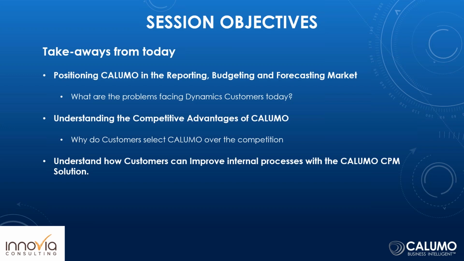So the takeaways today are obviously to position Kuhmo for reporting, budgeting and forecasting. Understand our competitive advantages against our #1 competitor, which is Excel. There are other tools out there, but Excel is the tool that most people use, and it's a great tool. We actually lean on it in Excel with Kuhmo, and you're going to see how that works. And also understand how our customers have been able to improve their business lives, and even their home lives by spending more time at home with Kuhmo.